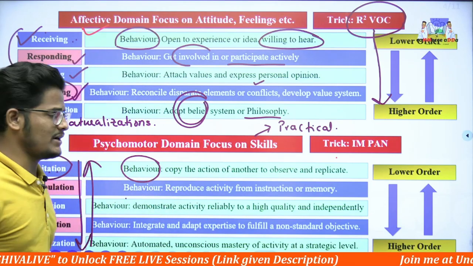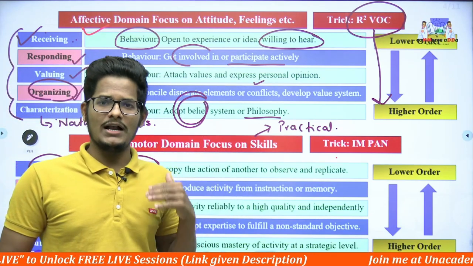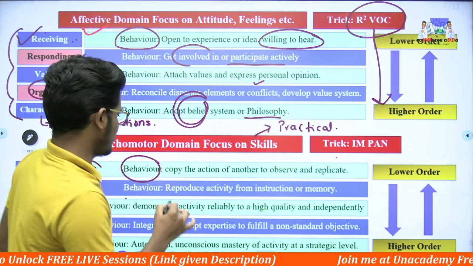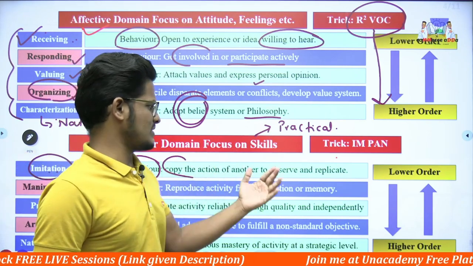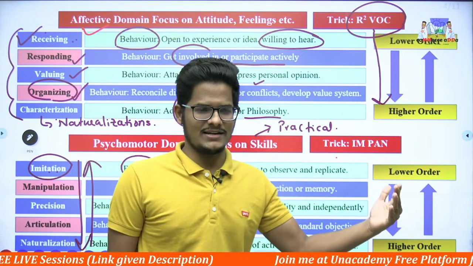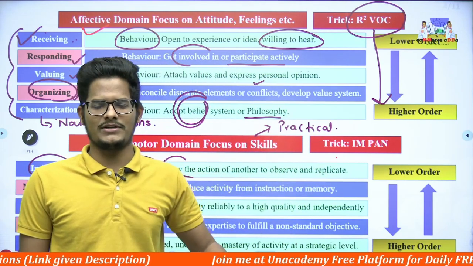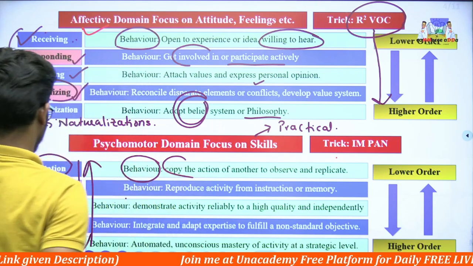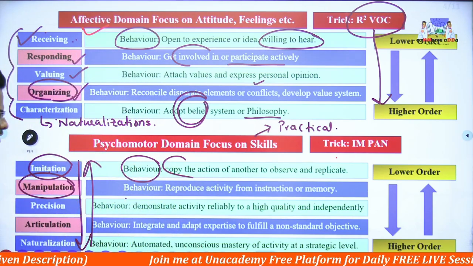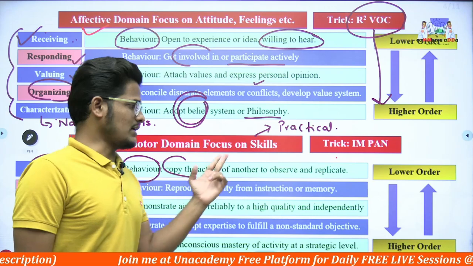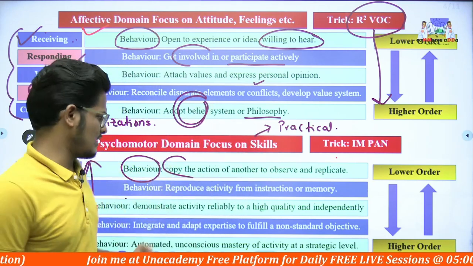Then I will try to imitate. Whenever I sit on that same seat, I will try to imitate. So copy the action of another person, to observe or to replicate. So just by observing, you are going to duplicate the same action done by the other person. That's imitation.